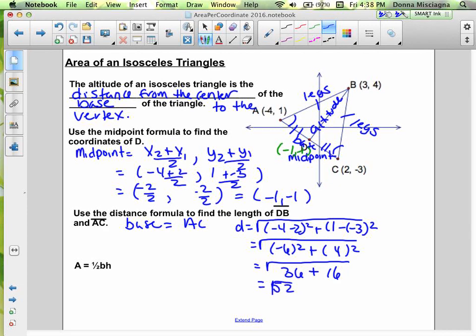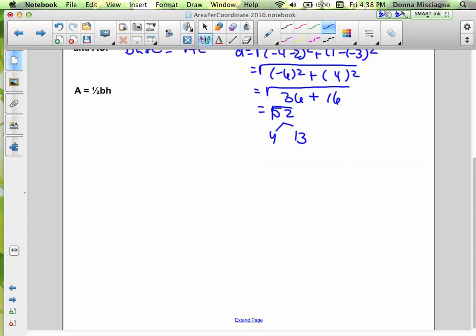Square root of 52. That does simplify. Right? So square root of 52 divides by 4. 4 will divide into 52 13 times.